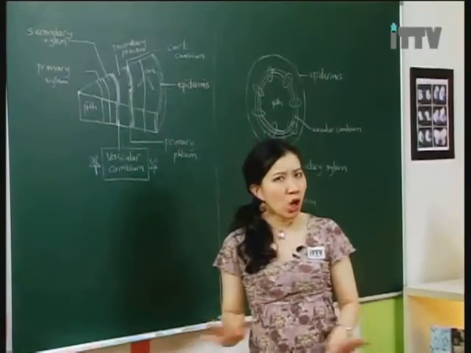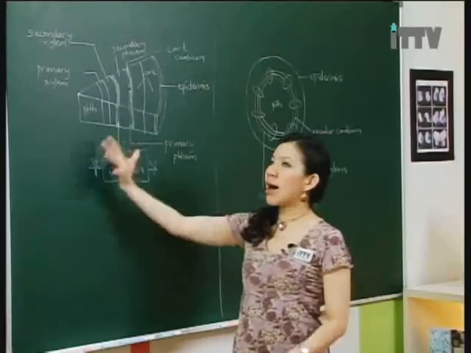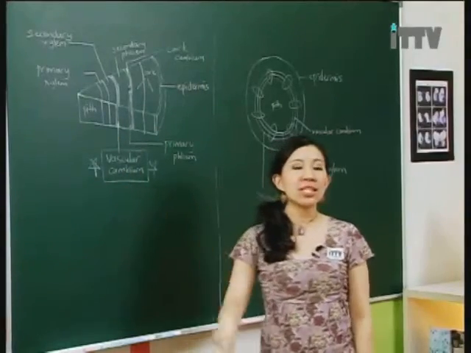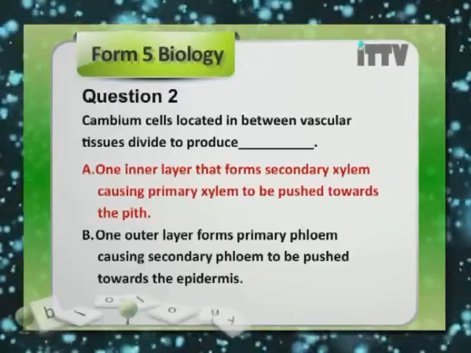So option D is illogical, not for dicotyledonous plants. So option D is wrong. The answer is option A.